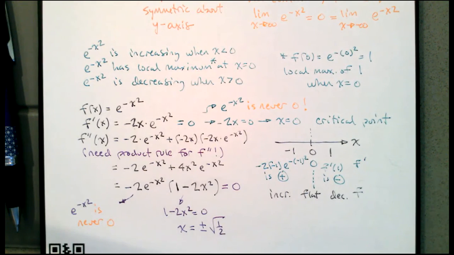So I'll subtract 1, divide by -2 to get x squared equals a half, and then take the square root for a plus or minus square root of 1/2. Just as we had suspected, there are two inflection points, and they are in fact opposites of each other. They had to be. We know the graph is symmetric.